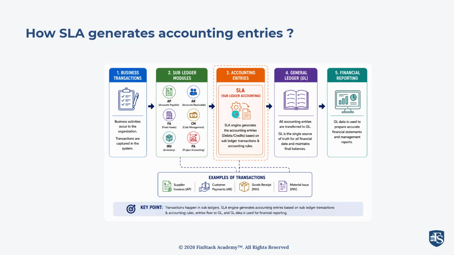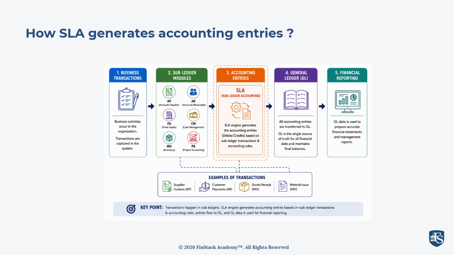Behind the scenes, Oracle executes a process called Create Accounting. The Create Accounting process identifies all eligible business transactions and passes the required transaction information to the SLA engine. This includes information such as application, event class, event type, ledger, transaction attributes, etc.